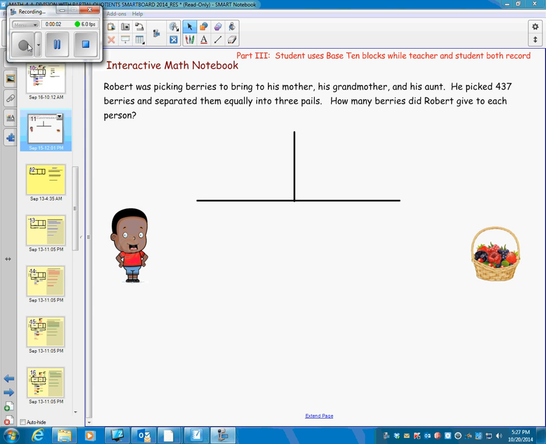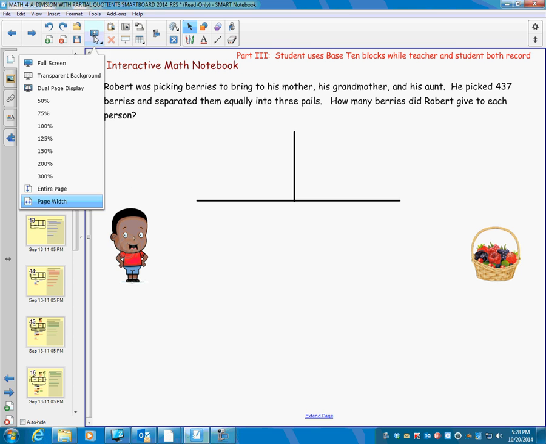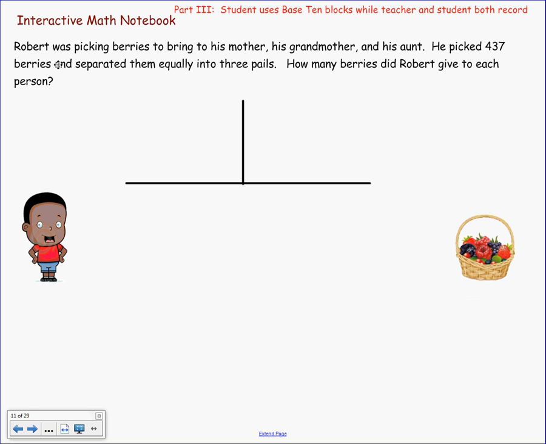Okay, now that we have practiced using the base 10 blocks to divide and then linking that to our area model, now we're just going to do just the area model on the board. When I did this in class, the students did have the blocks to manipulate at their seats, but all I did on the board was the area model. So that's all I'm going to do on the board here.